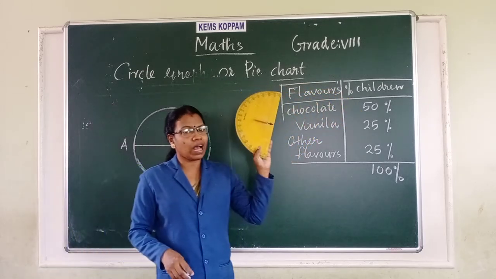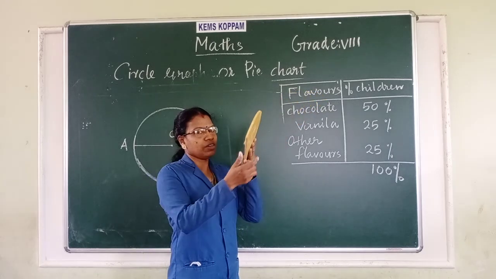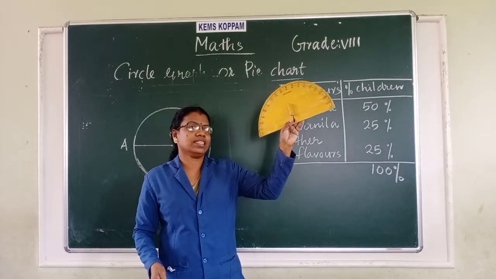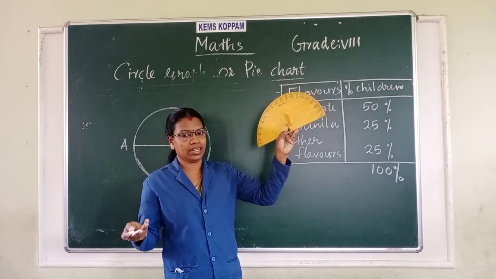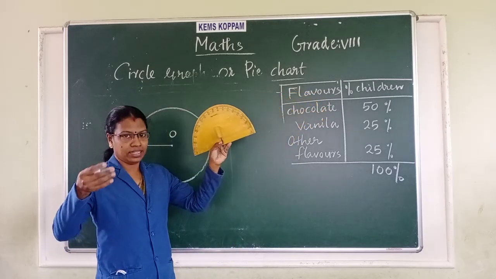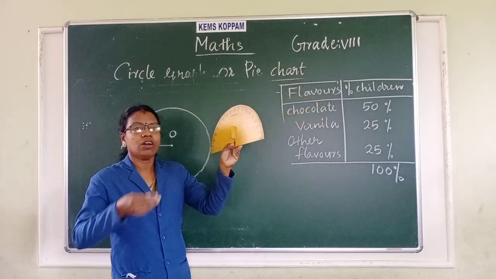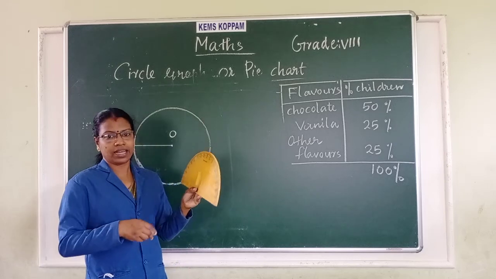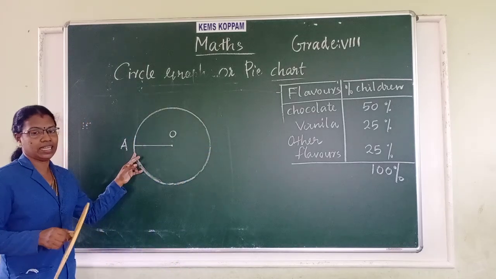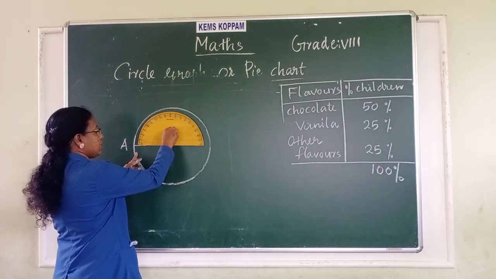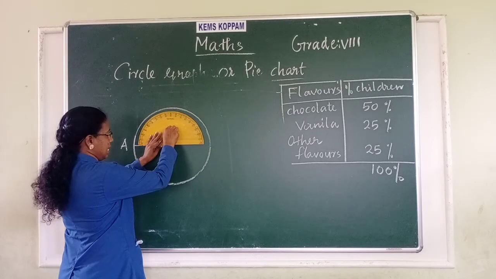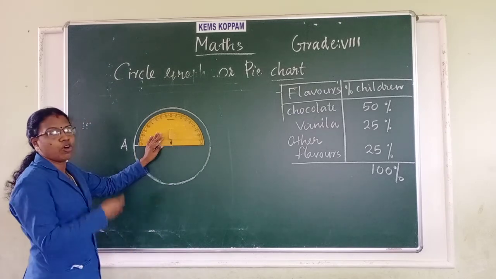Use your protractor for marking angles. Do you know how to mark the angles using your protractor? We want a baseline. Take a baseline and place the protractor on that line. Then mark the angle. So this is our baseline radius. Keep your protractor on the baseline, with the center here.